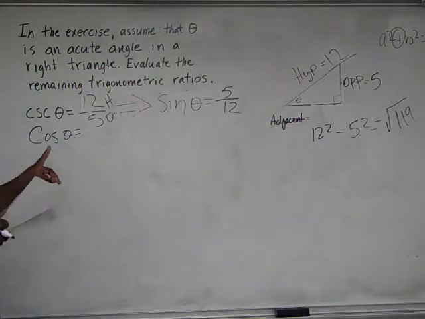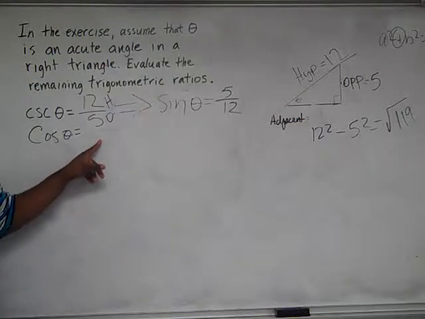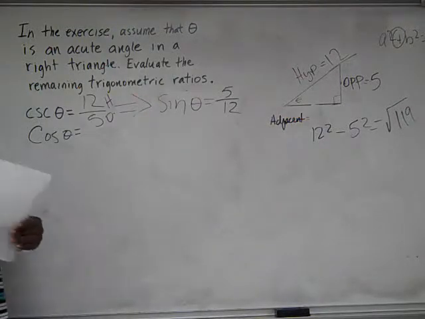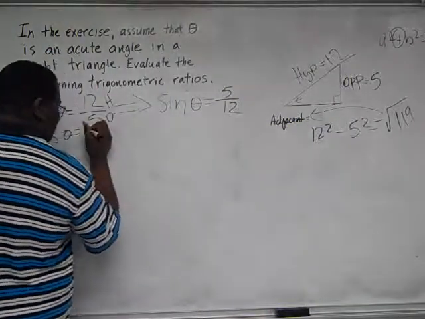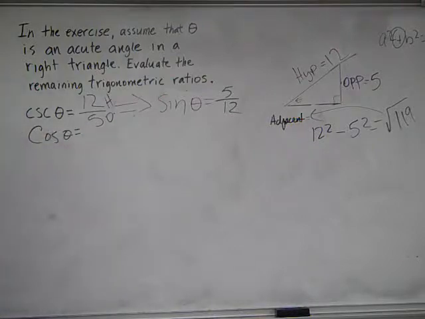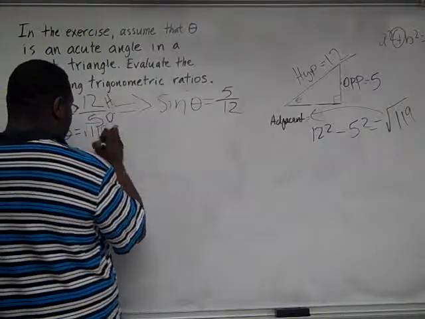Cosine theta is adjacent over hypotenuse. Can anybody tell me what adjacent over hypotenuse is? 119 over 12. Thank you, Miss Keaton, but incorrect. It's the square root of 119 over 12. Correct.